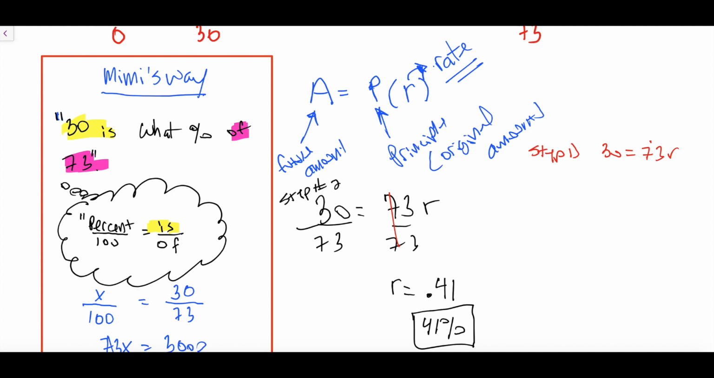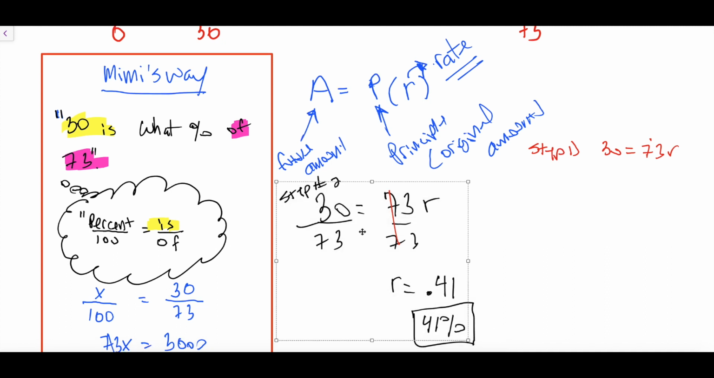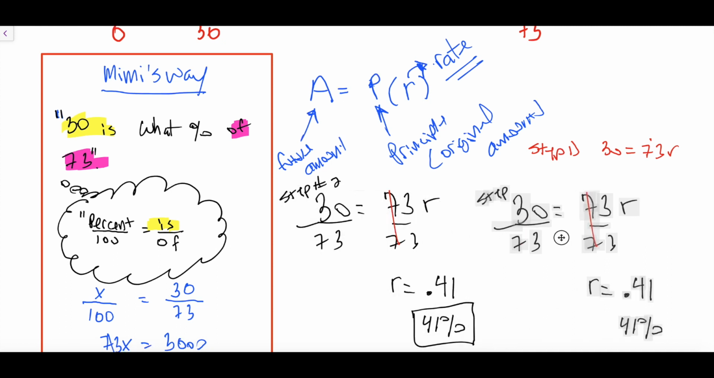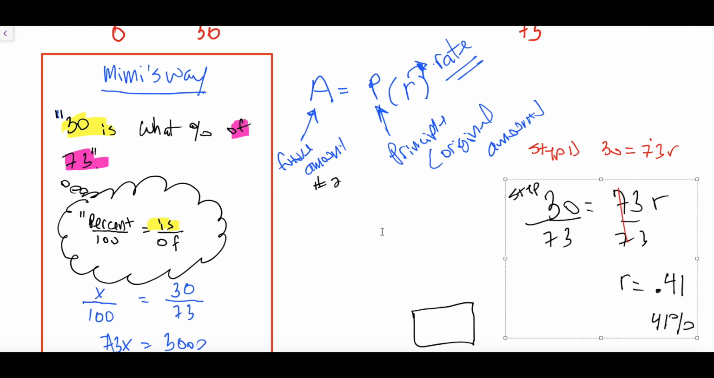Does that all make sense? Yes. But I can only do this with percent of change. This is not a percentage change problem. This is a shrink down problem. It's a percent of problem, not percent of change. Step number 2, and that A equals PR is only for percent of.